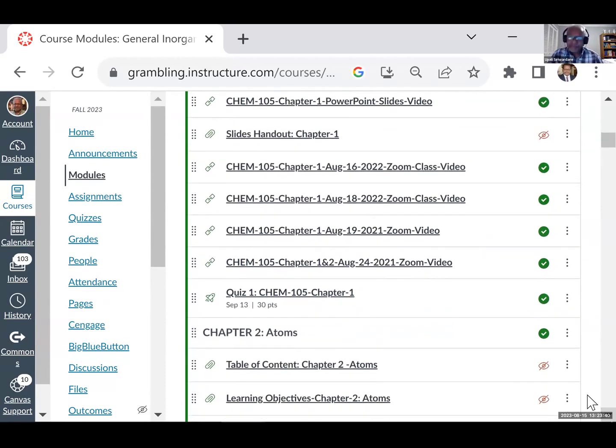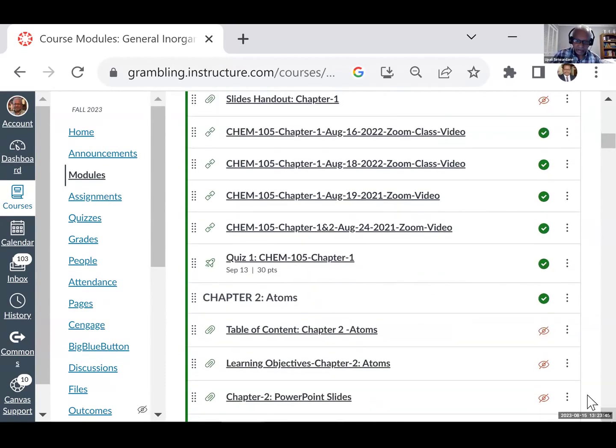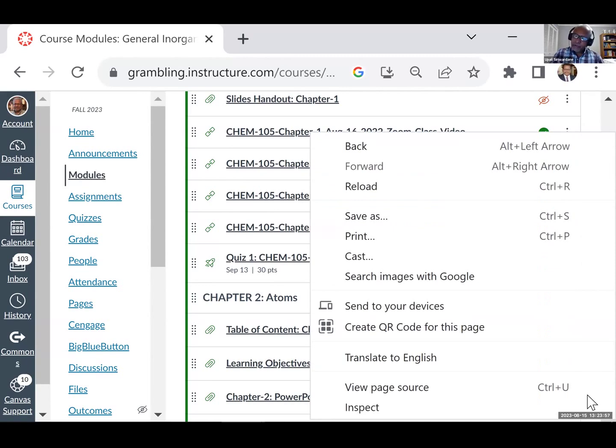The chapter 2 is same outline. Chapter 2 title is about the atom. Then PowerPoint slide. What I am going to do now is go through chapter 1 a little bit. Just give you a brief idea about matter, energy, and measurement.